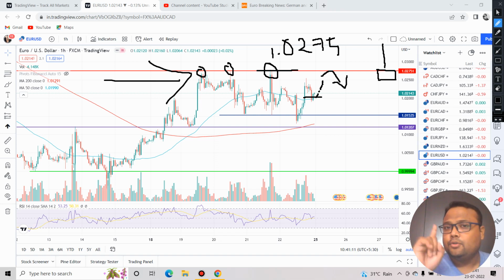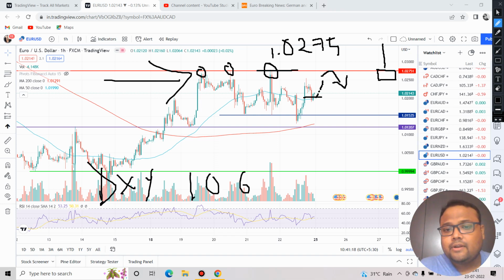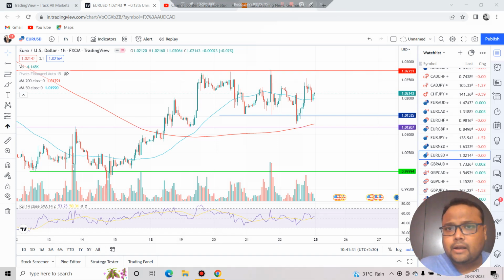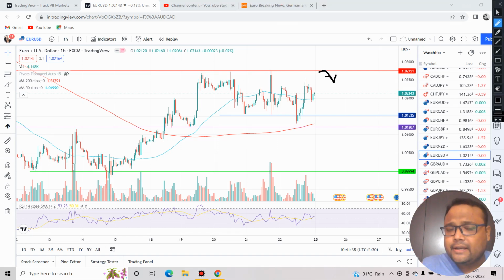But my dear friend, do not forget that if DXY breaks the level of 106.20 and we see a heavy downside or heavy selling on the chart of DXY, then you can take a buy position on Euro USD above this level as well. So this level will be important if the market goes up. If you see the market reversing from this level here, you can take a sell position. But in case DXY breaks the support, then obviously you will get a buy opportunity as well, just above this resistance.